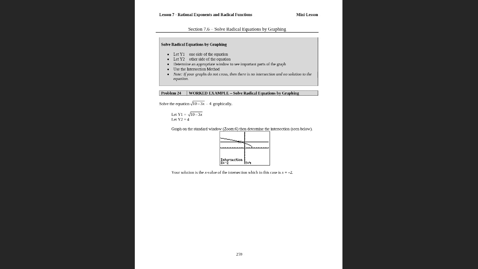Okay, so now we want to use graphing to solve radical equations. So we are going to the calculator to solve. What are we solving for? X, which is our horizontal intercepts, our solutions, our intersections. Okay, so we're going to do that. Now, if you look at this worked example, you have the square root of 10 minus 3x equals 4.